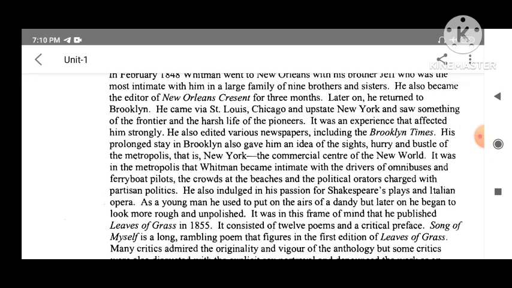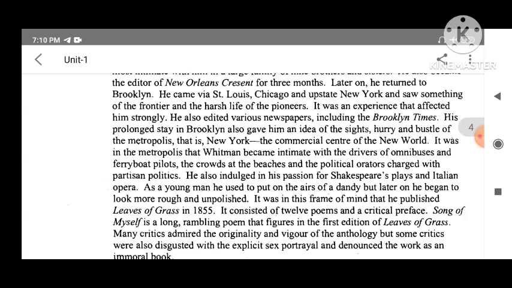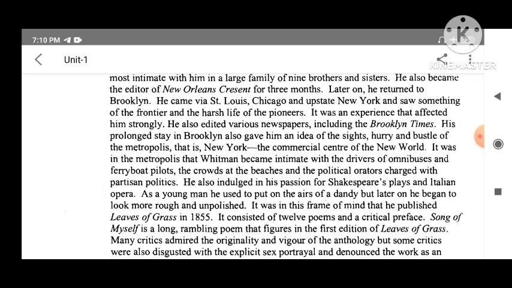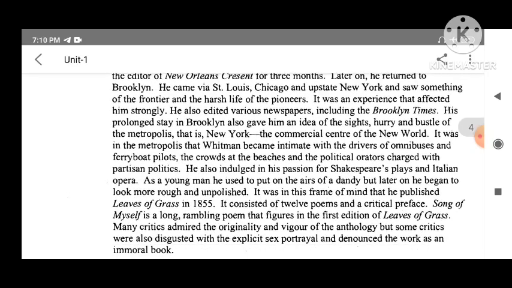Later on, he returned to Brooklyn. He came via St. Louis, Chicago, and upstate New York and saw something of the frontier and the harsh life of the pioneers. It was an experience that affected him strongly. He also edited various newspapers, including the Brooklyn Times.